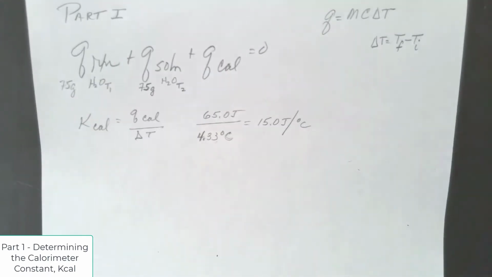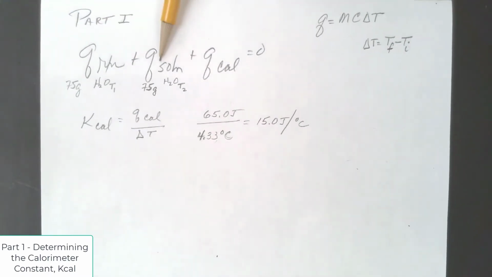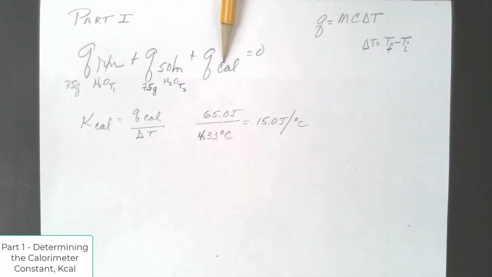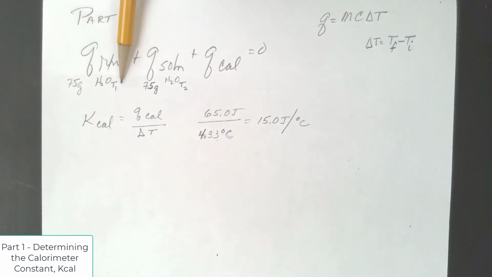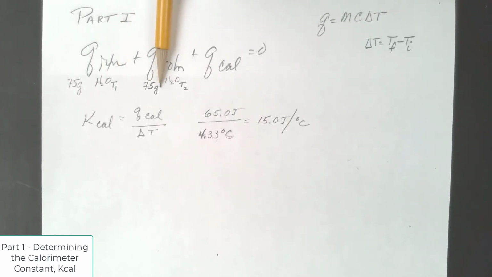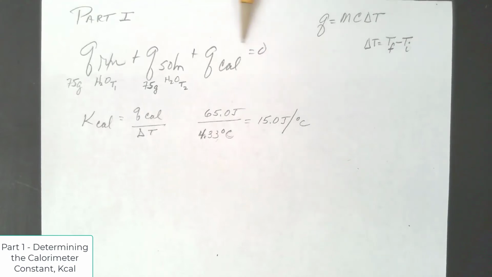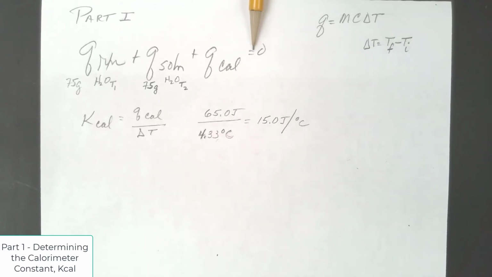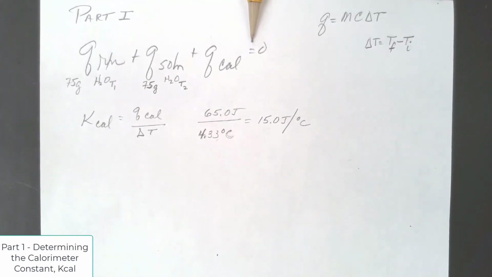Okay, to calculate the calorimetry constant, I have my Q of reaction plus Q of solution plus Q of calorimeter. And what I did is I took 75 mils of water, or 75 grams of water at room temperature, whatever that might be. And then I added 75 grams of water at T2, and 75 mils and 75 grams are the same for water. Mix those and determine how much energy was absorbed by the calorimeter. Because I'm using a warm solution, I expect the calorimeter to absorb energy.